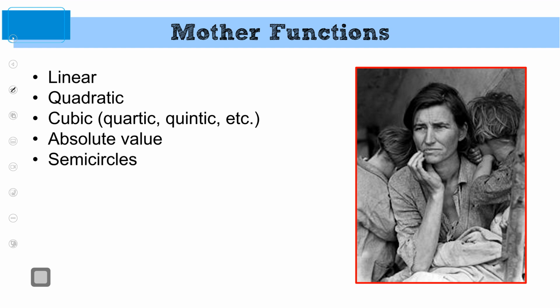Absolute value, semicircles. Why semicircles? Why? The whole circle. Oh, because circles aren't functions. Circles aren't functions. Very good. Doesn't pass the vertical line test. Exponential functions.